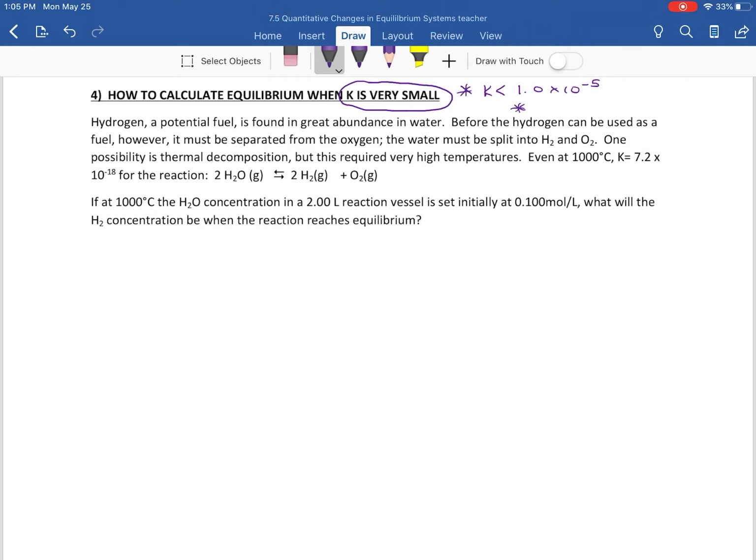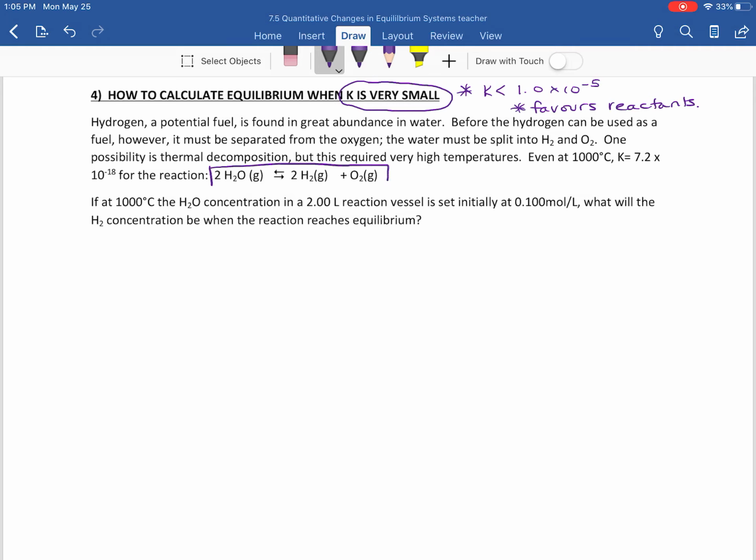And what that means is these reactions don't really go forward, right? You're not making big amounts, not even remotely big amounts. You're not making anything real, not real large quantities of product. So a situation like this would favor our reactants for sure. So let's take a look.